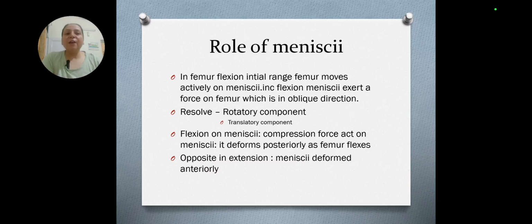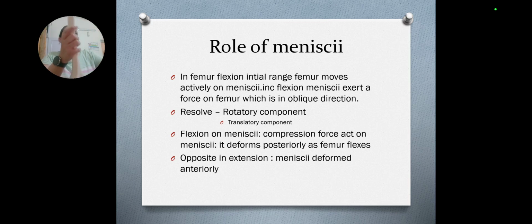Let us go through this. In femur flexion initial range, femur moves actively on menisci. Increasing the flexion, the menisci exerts a force on femur which is in oblique direction, as I showed you here. So we resolve the components into rotatory and translatory component. In flexion on menisci, a compressional force acts on the menisci. Of course, when the movement of the femur takes place on the menisci, there is a kind of compressional force, and you see that it deforms posteriorly as the femur flexes. When the femur flexion is taking place, when the femur is moving behind, there is a deformation force posteriorly.